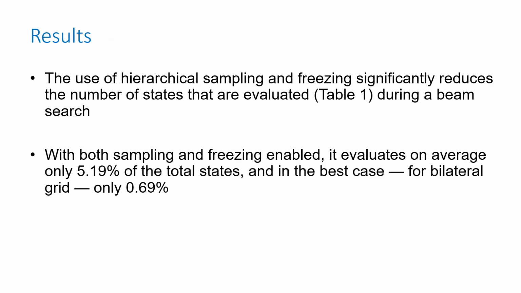With the results, they were able to prove empirically that the 3 strategies of hierarchical sampling, memorization, and schedule freezing, all of them are basically reducing significantly the state space. In average, they evaluate 5% of the states, and in the case of the bilateral grid, they evaluate less than 1% of the total states. And if you evaluate fewer states, then it's easier to traverse your search space without losing efficiency.